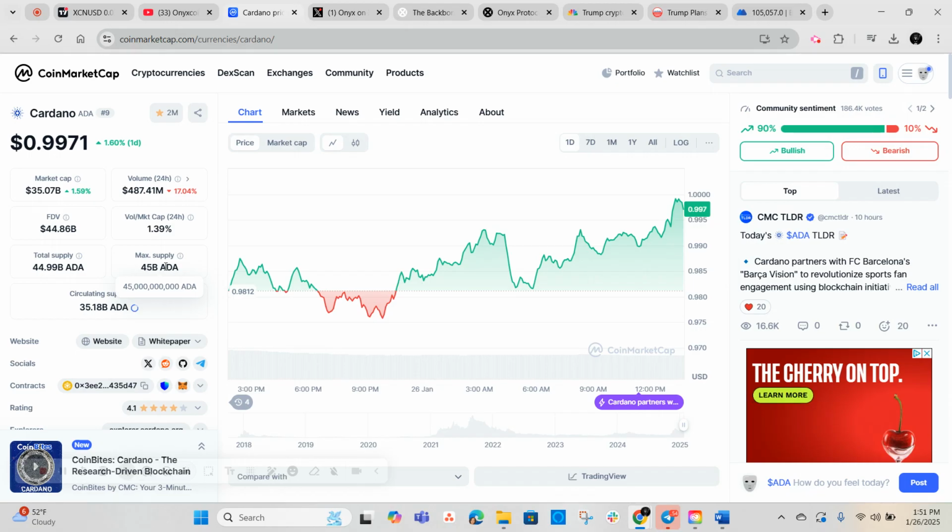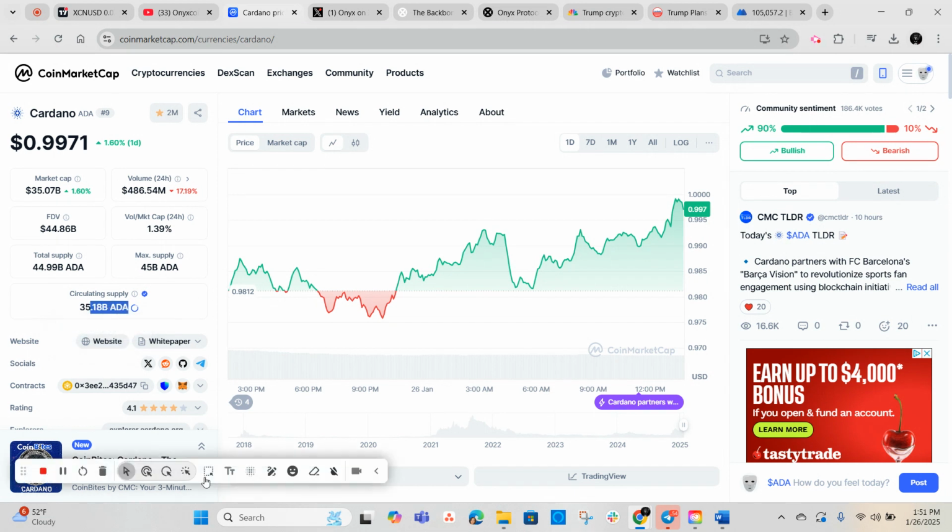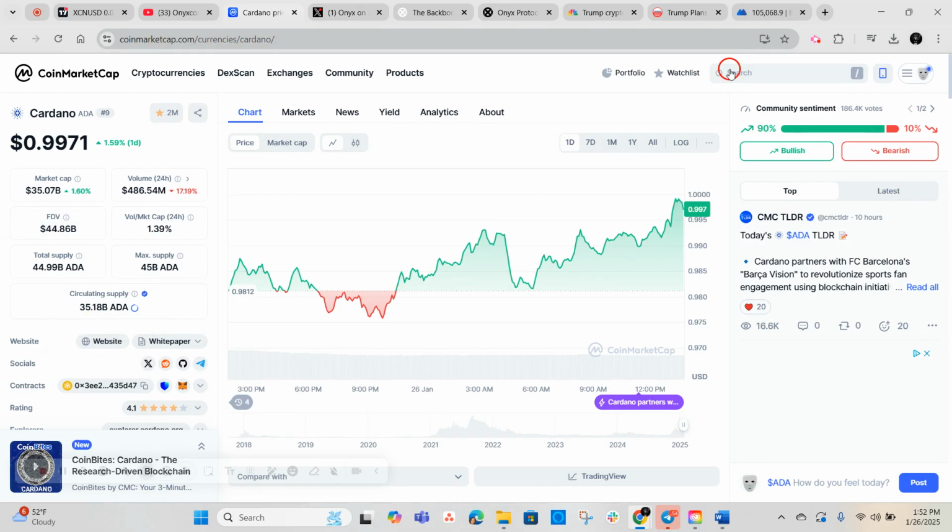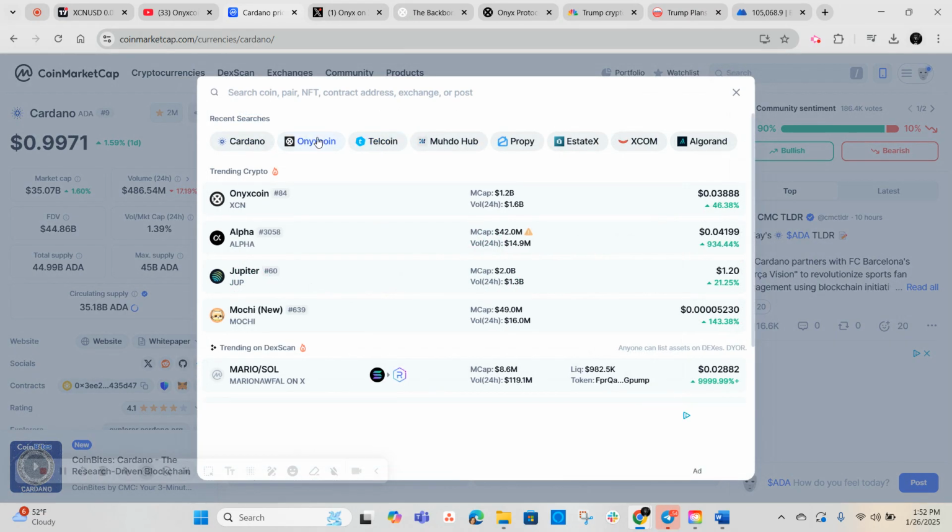Okay, that can happen. So look at the circulating supply of what we have right here on Cardano. When you look at the circulating supply, which is 35.18 billion, and then you take the price right now, that's why we have the market cap around 35 billion. Let's just say this is $1. So $1 times the circulating supply gives you the market cap. So let's go back over here to XCN, which is Onyxcoin.